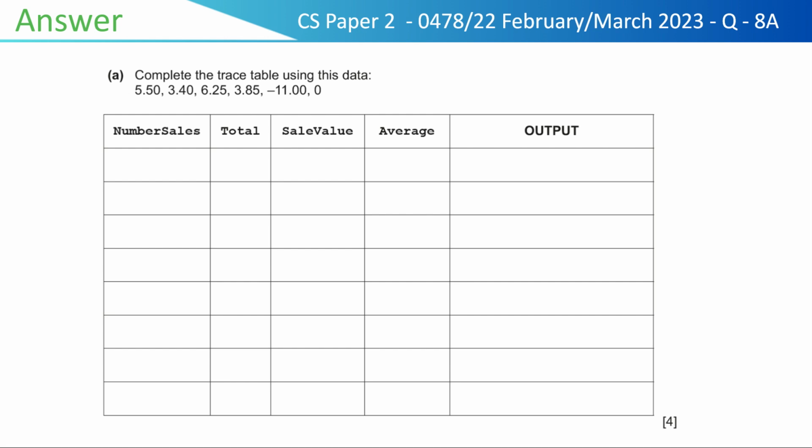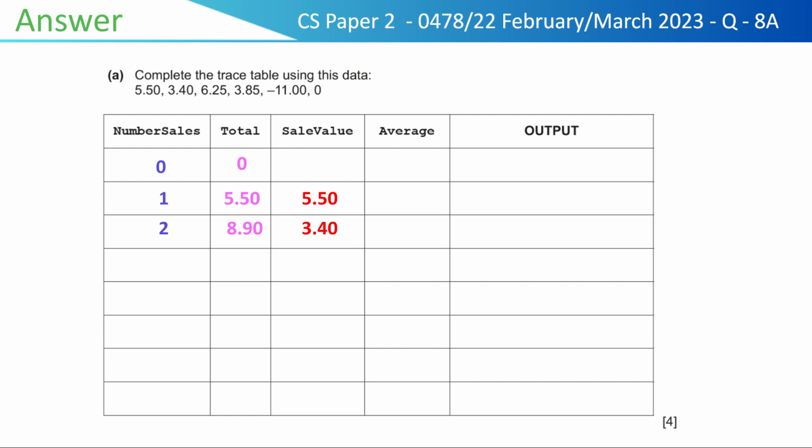First, the number of sales starts at 0, and the total is also 0. We input sales value as 5.50. That's added to the total, and the number of sales increases by 1. Next, we input 3.40. The total becomes 8.90 and number of sales increases to 2.